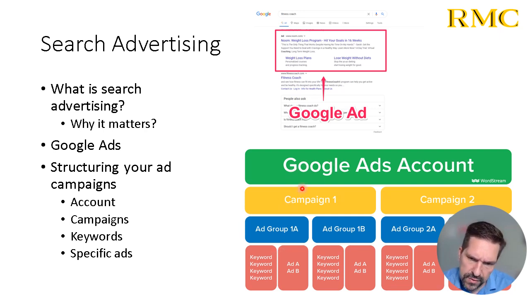So this idea of understanding how Google goes through the advertising structuring system is important because it's going to enable you to organize your ad campaigns in a way that makes it easier for you to know what needs to be modified and what needs to be managed.